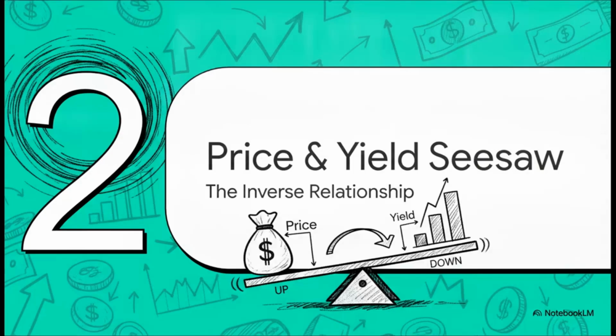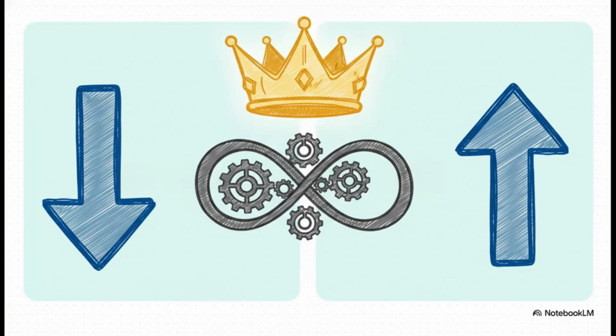Moving right along to Section 2, the price and yield seesaw. Let's explore this crucial inverse relationship. All right, pay close attention because this right here is literally the golden rule of fixed income. Once a bond is trading out in the wild in the secondary market, its price and its yield are inextricably linked in a completely inverse relationship. When market yields fall, the price of existing bonds rises. And when market yields rise, you guessed it, the price of existing bonds falls.